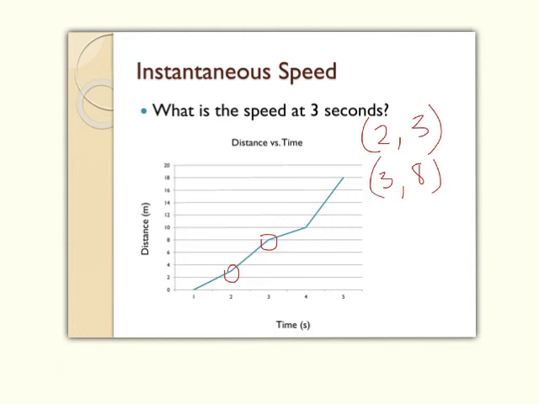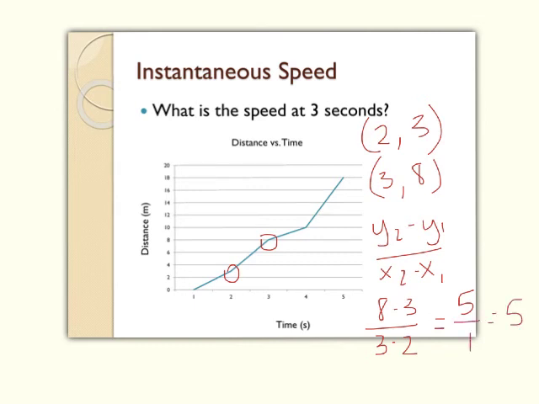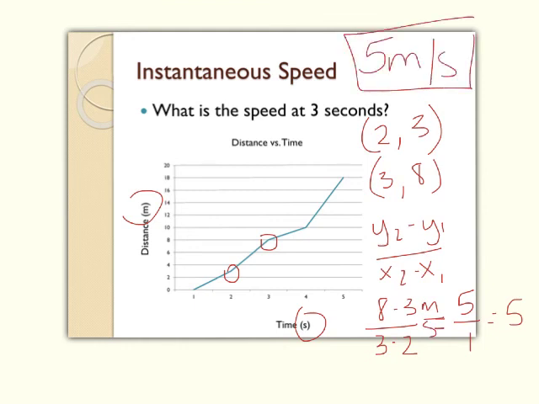Alright, and then we plug that into our slope formula, which is y2 minus y1 over x2 minus x1. So let's do our y's, 8 minus 3 over 3 minus 2. And if we simplify that, we get 5 over 1, which is equal to 5. Now, if you're using a graph, you use the units on the graph to figure out your units for your speed. So our distance was in meters, our time was in seconds, so these were meters over seconds. So our final answer is 5 meters per second.